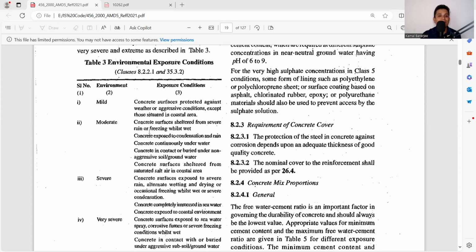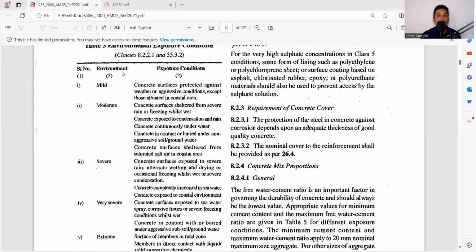So here in table 3, there are 5 categories: mild, moderate, severe, very severe, and extreme. Now, according to the project location and the project requirement, we need to finalize which category of condition is favorable for our project. हमारा प्रोजेक्ट के लिए कौन सा एनवायरमेंट कंडीशन अप्लाइंग है, तो वो चूज करना बहुत जरूरी है. And accordingly, the free water cement ratio and the maximum and minimum cement content will be applied.